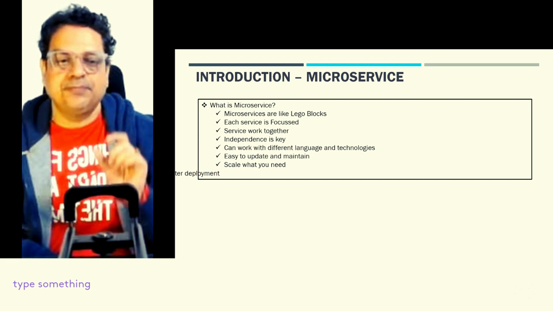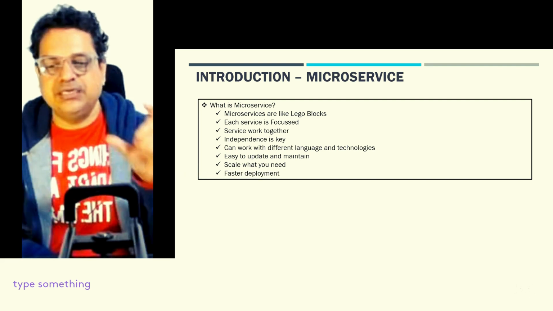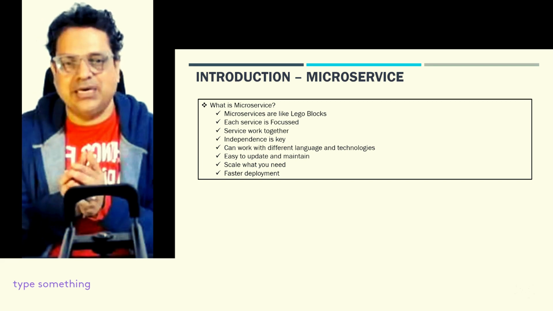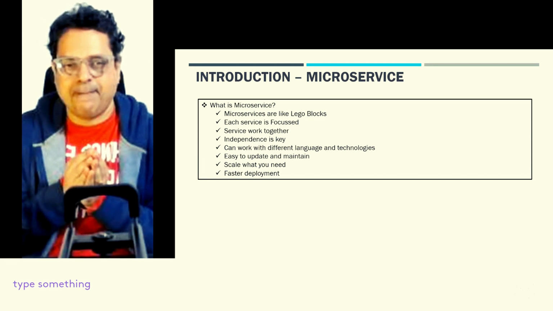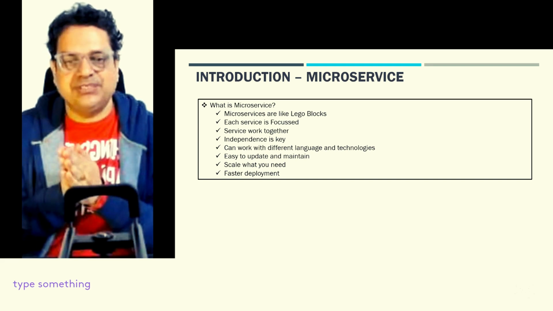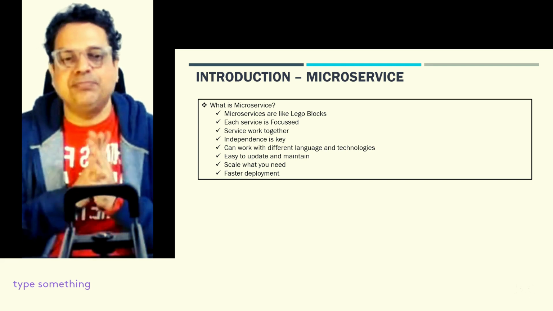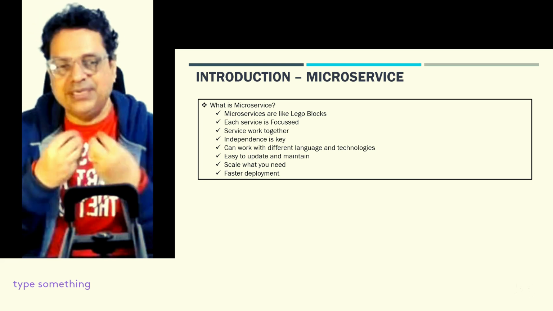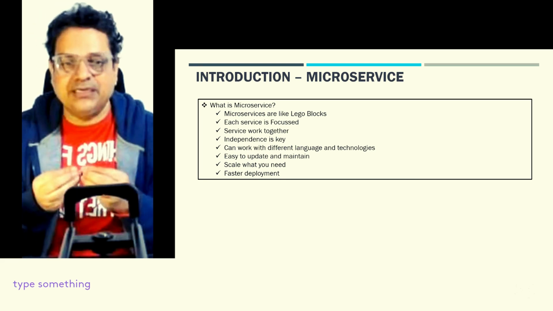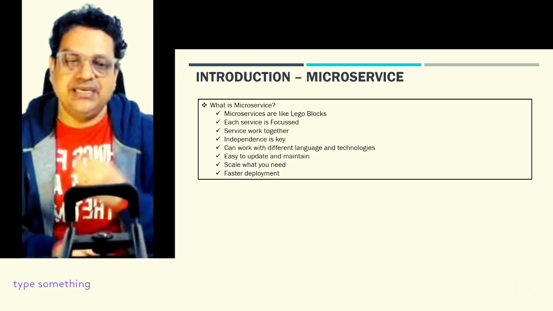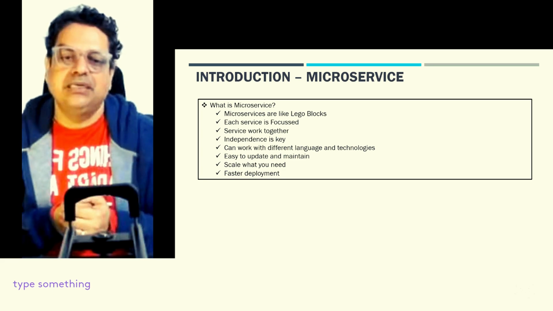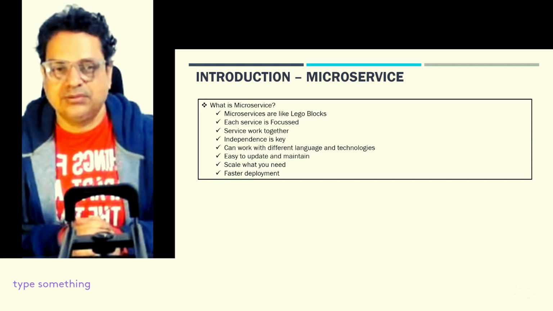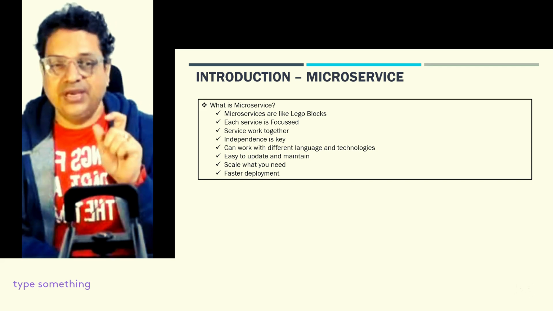And the next key attribute is faster deployment. Since each independent service is a smaller unit, small services are quicker to develop and deploy, which means adding or updating a feature is very easy and independent, which gives much faster deployment in comparison to deploying the complete app, right? So that's why this is a very good feature.